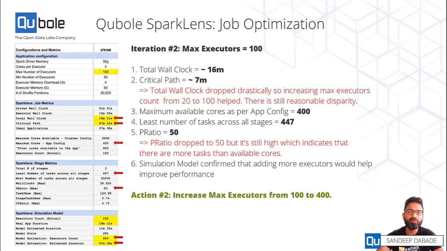Additionally, P ratio came down significantly from 333 to 50. And on top of it, the simulation model confirmed that if we increase the executors count to 400, estimated duration will come down drastically by about 50% to 7 minutes. So that was the next action that we took, to increase max executors from 100 to 400.